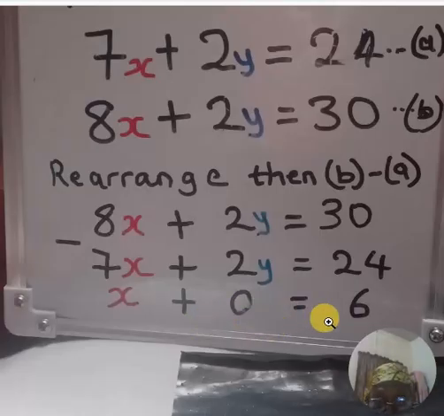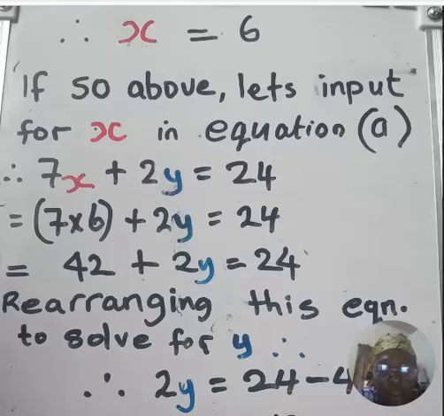Thereby we have found x. Now that we have resolved for x, meaning we have found that x is equal to 6, we now have to substitute that x into either of these equations. Let's go for the first one, which is 7x plus 2y is equal to 24. So if x is 6, then 7x will be 7 times 6, plus 2y, which is the second unknown we are looking for, is equal to 24.